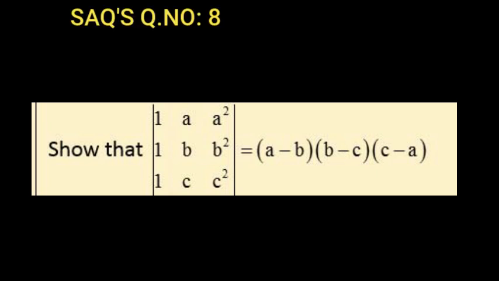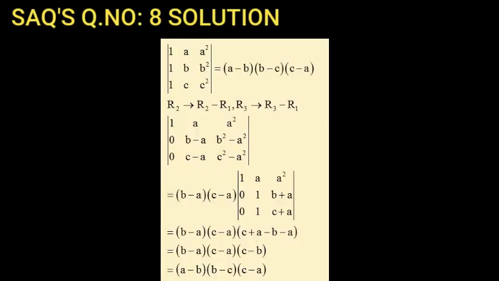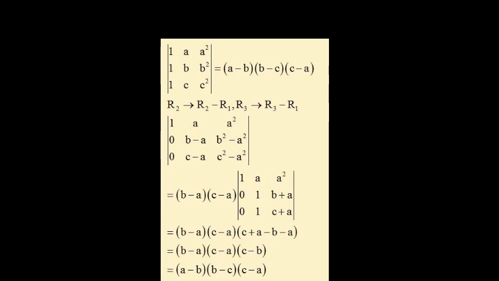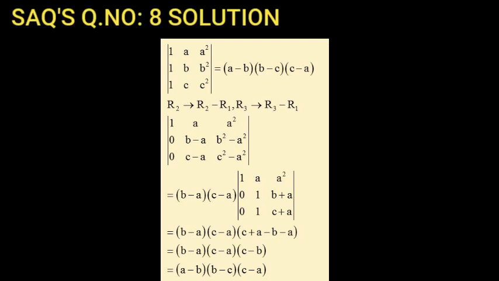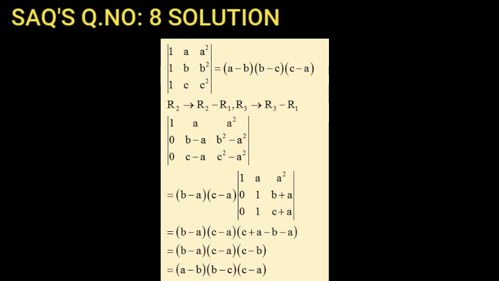Det of 1, a, a square; 1, b, b square; 1, c, c square is equal to (a minus b)(b minus c)(c minus a). Okay. Now we take the LHS and prove the RHS. In this determinant, there are three ones in the first column. Now we change any two ones to zeros. If the ones are in the first column, we use row operations. Here we use R2 changes to R2 minus R1 and R3 changes to R3 minus R1. By using R1, we change the two ones to zeros in R2 and R3.